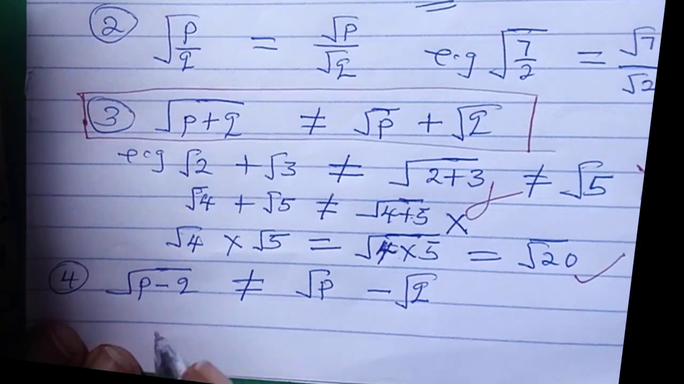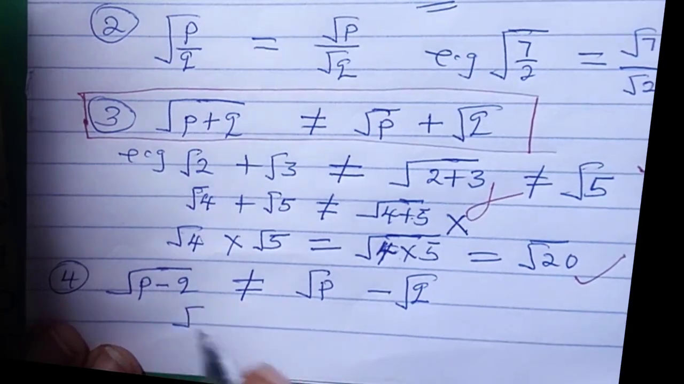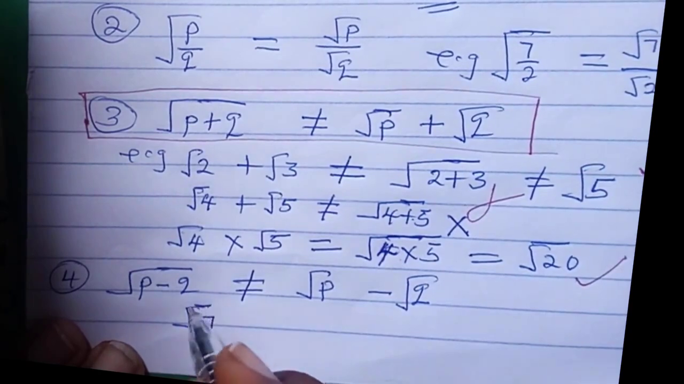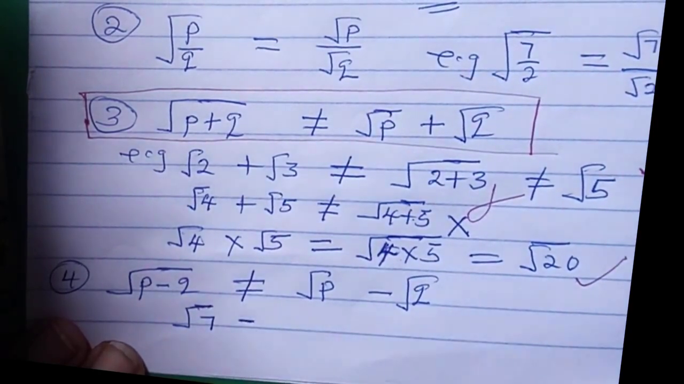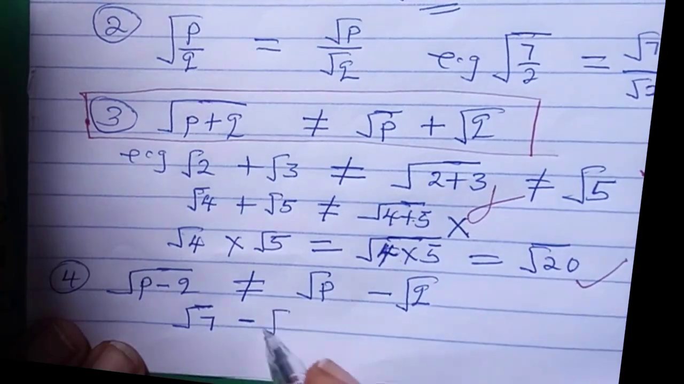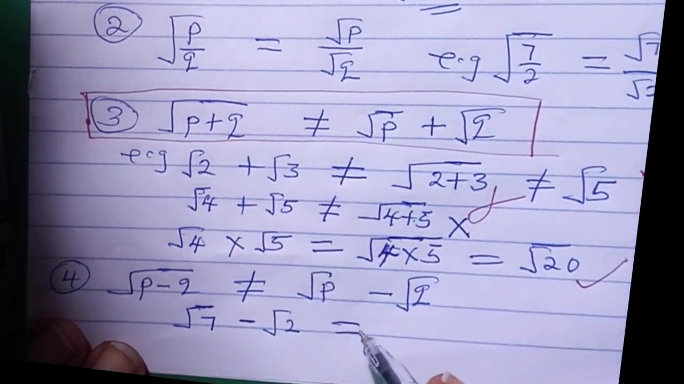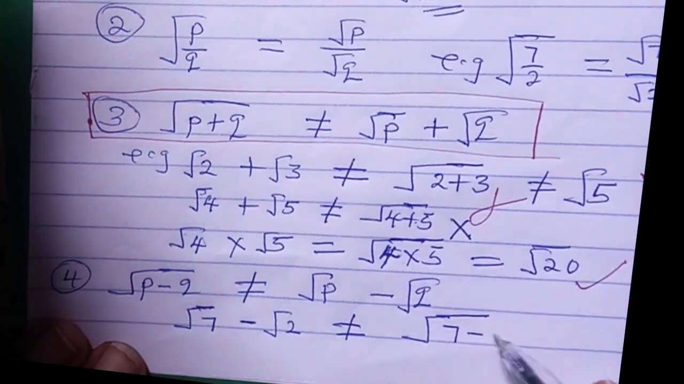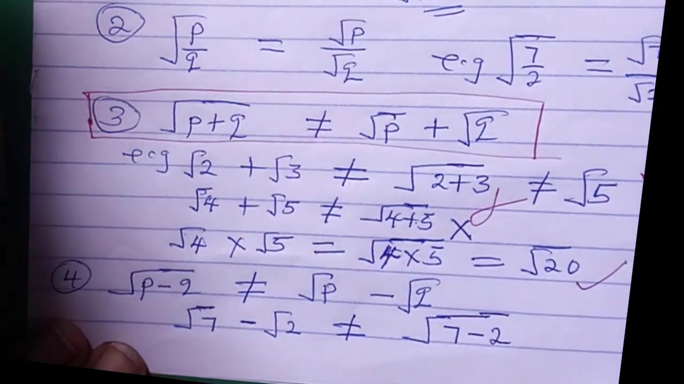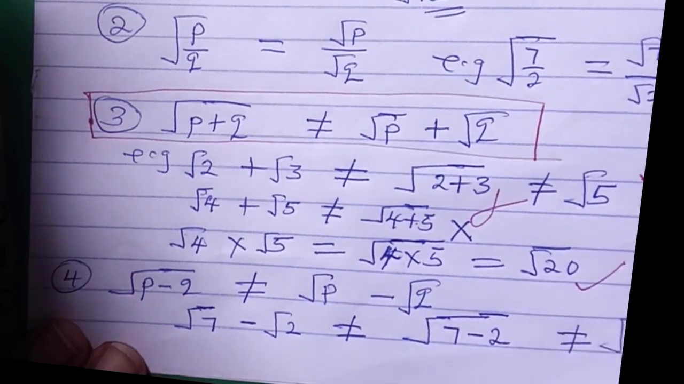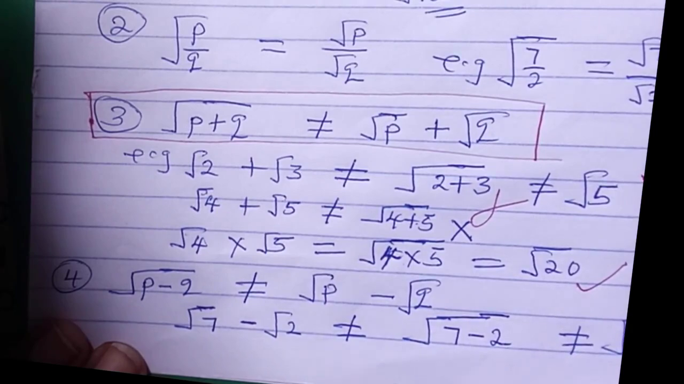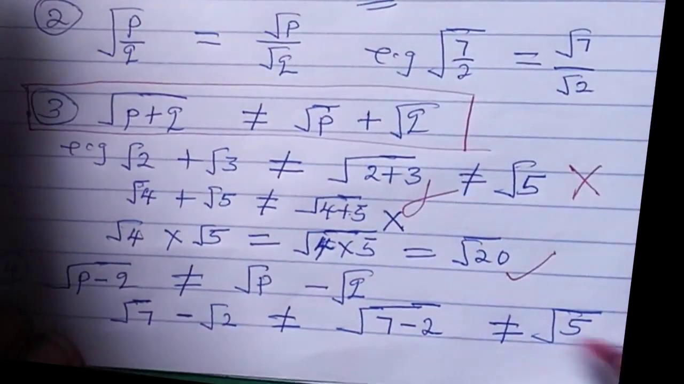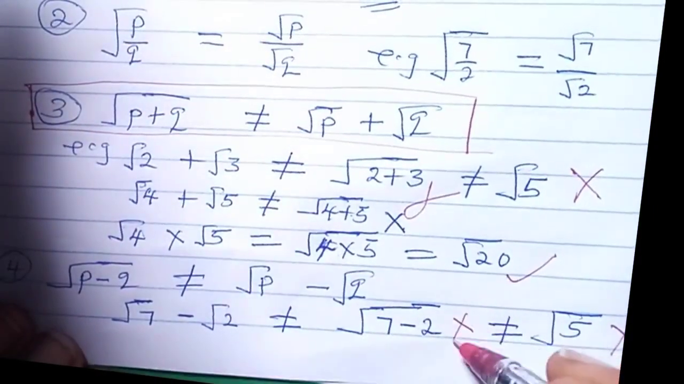So take for instance, in WAEC or in exam, you're given root 7 minus, let me say, root 2. Take note, it is not going to be equal to root 7 minus 2. This is totally wrong. If you do this and say that the answer is 5, no, this is wrong. When you do this in WAEC, it will be marked wrong for you. Is that clear?